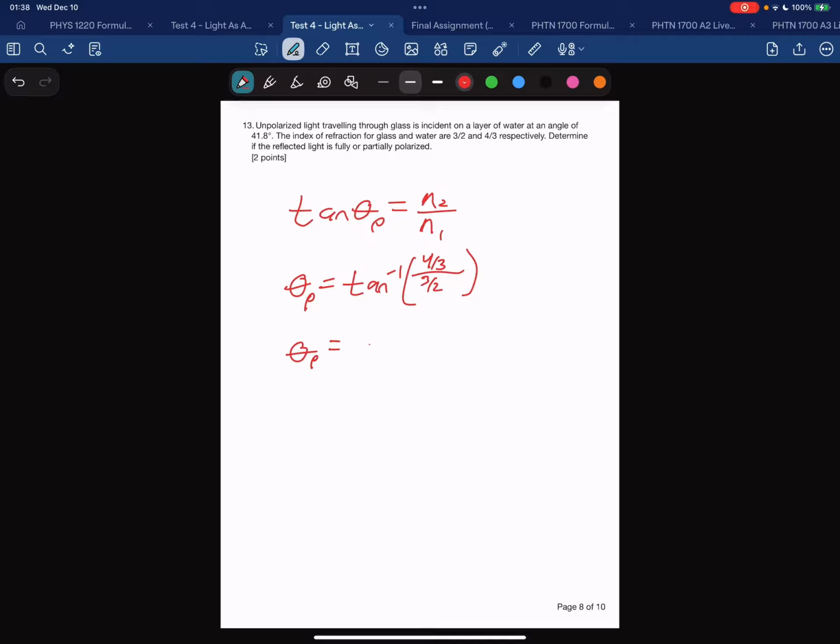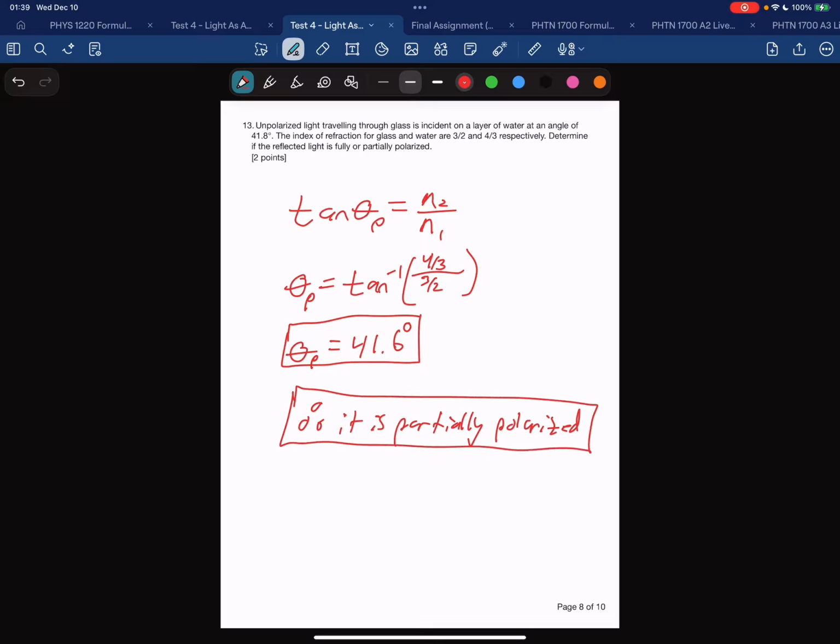And here I get about 41.6, and it rounds down to 6. Okay, 41.6 degrees. Therefore, it is partially polarized. This is because although 41.6 is very close to 41.8, they are not equal, so it will only be partially polarized. And that was everything for this test.